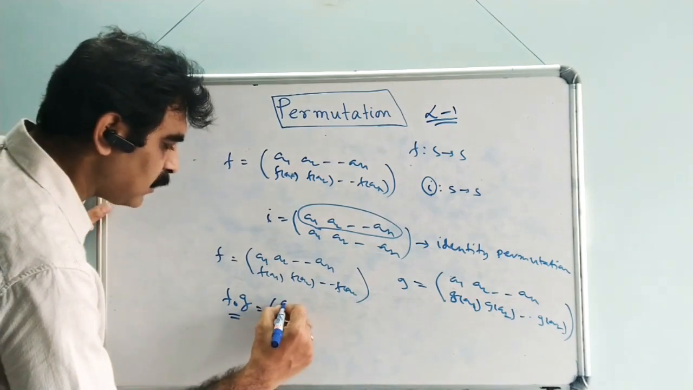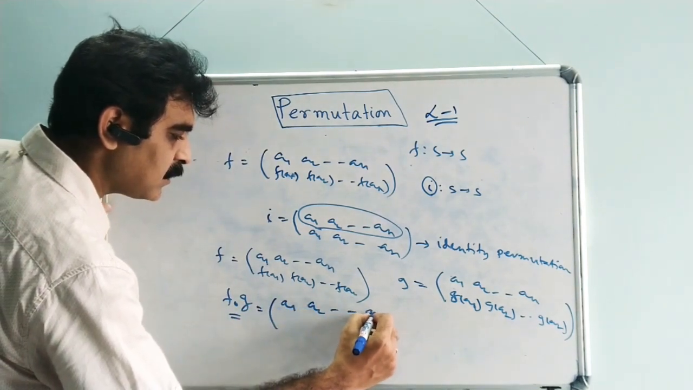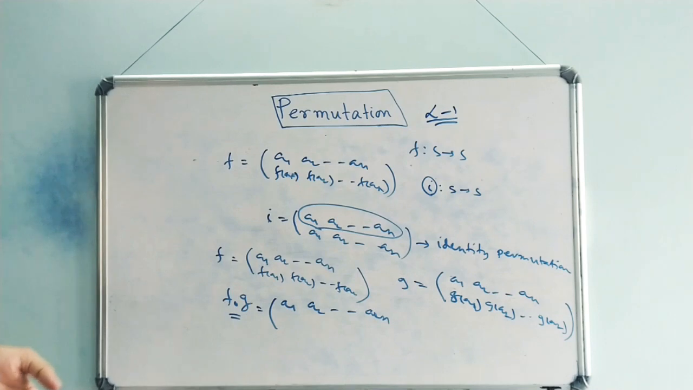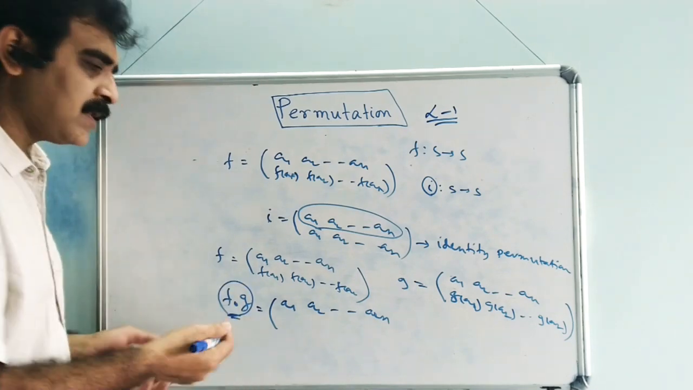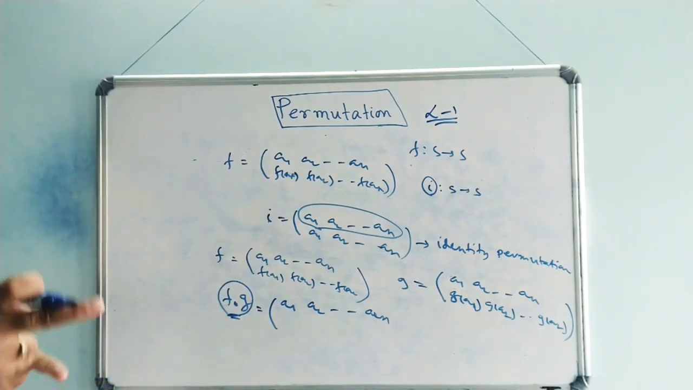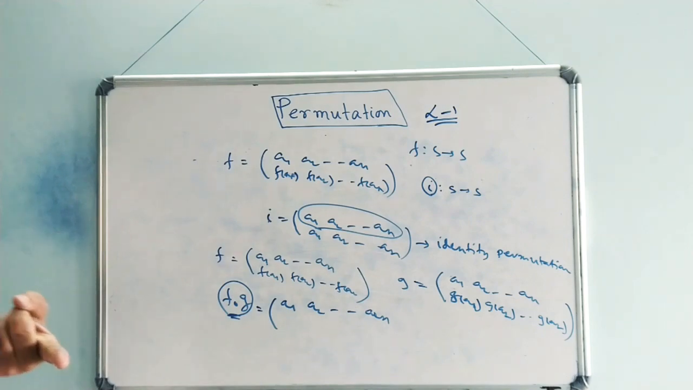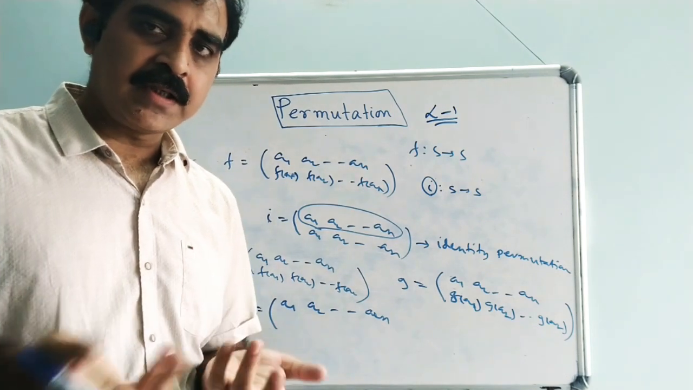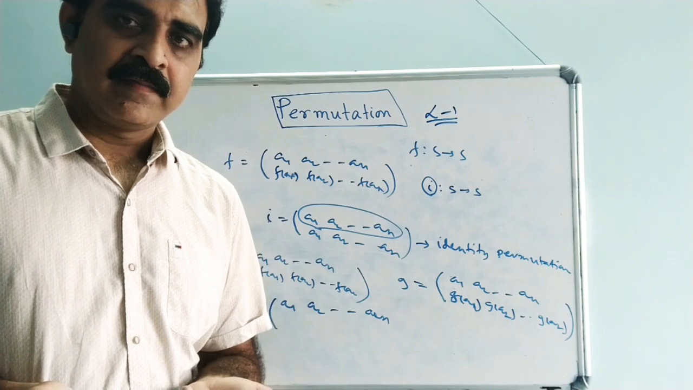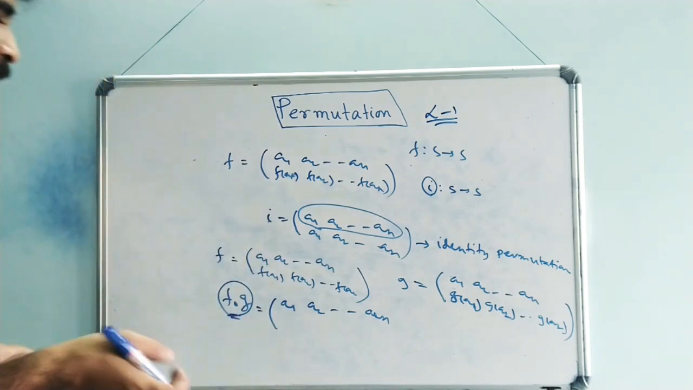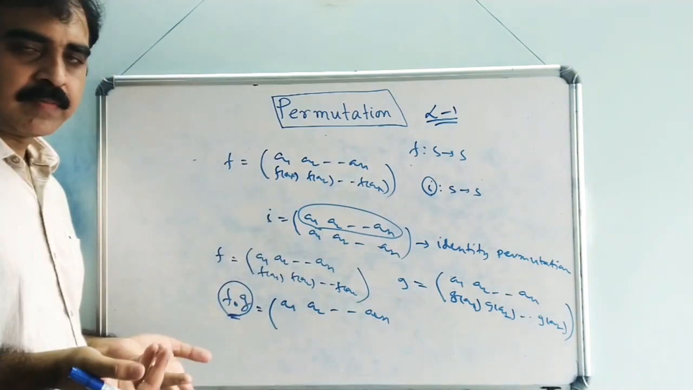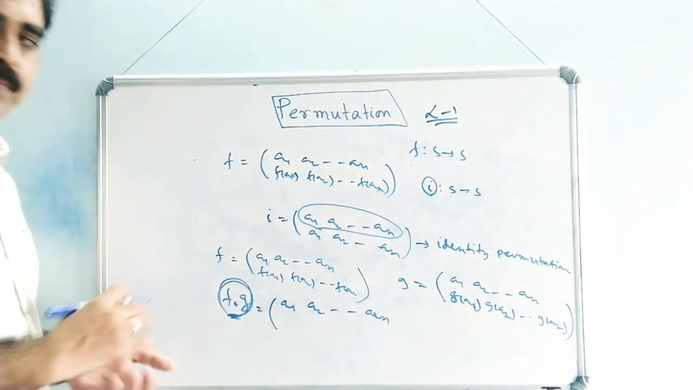So how can we find this? The composition of mappings is also a permutation, because we know that if F is a bijective mapping and G is a bijective mapping, then their composition is also a bijective mapping. Any bijective mapping from S to S is a permutation, therefore F compose G is also a permutation.